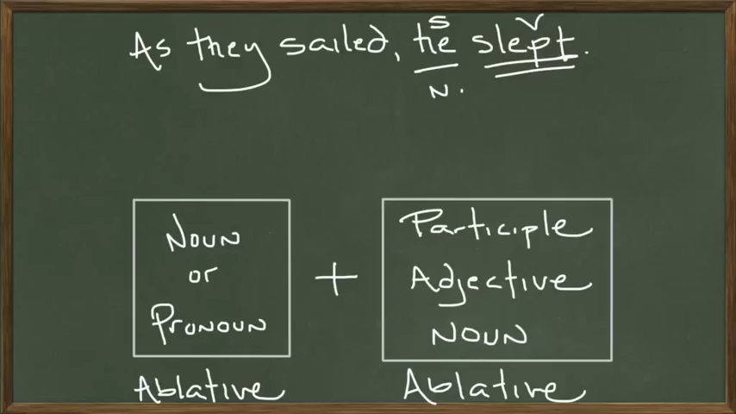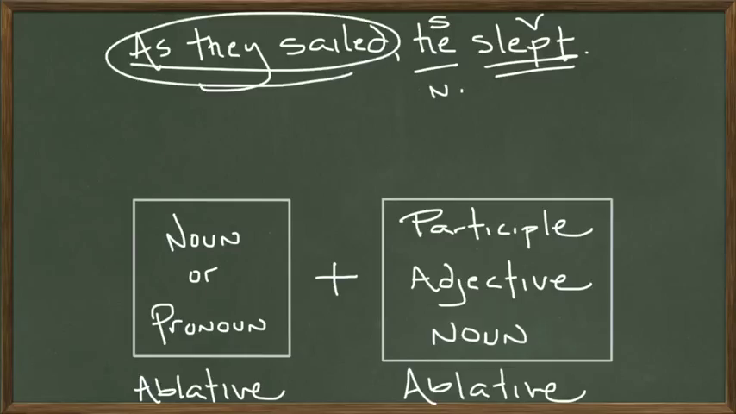Now, this part, as they sailed, simply tells us more about the main sentence. It describes a little bit of the sentence to us. It adds to the sentence. But he slept tells us what he's doing, and we don't need this part that is separate from the rest of the sentence. Nonetheless, it's there, so let's translate it.